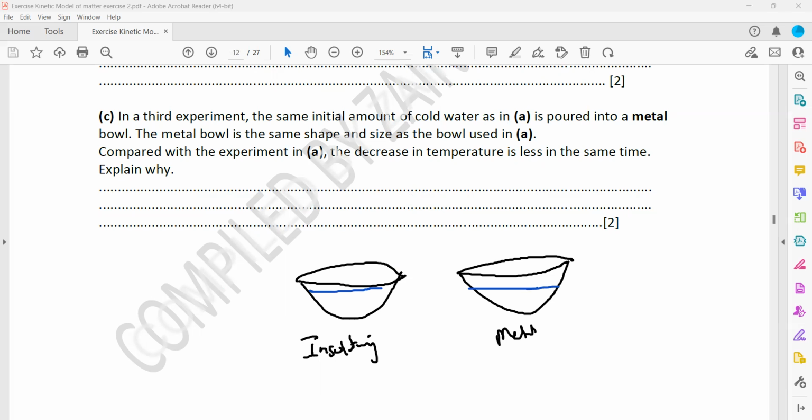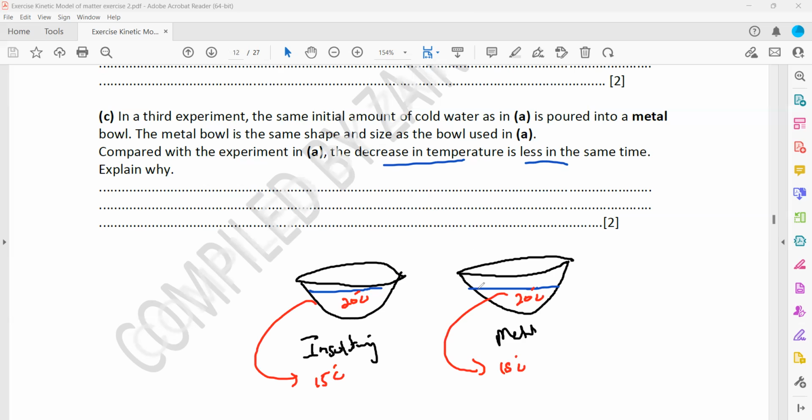So the question is why, for a metal, the decrease in temperature is less. For example, for the same time interval, we started with both at 20 degrees. After 5 minutes, the insulating material might have 15. Practically it's not possible to have 15, but I'll just take a value of 15. But for a metal, for example, it might be 18.